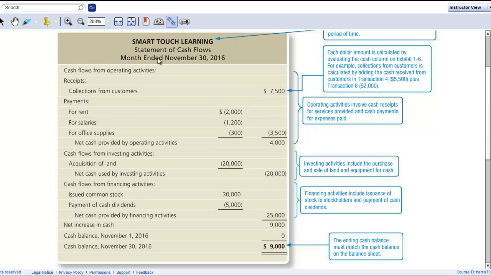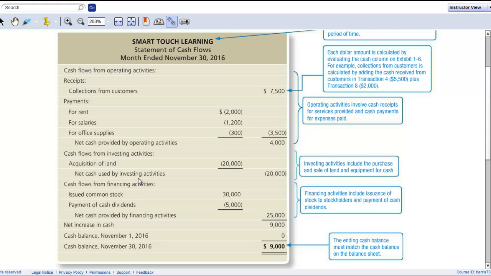So this is for a month. So we started with 0. How did we get to 9,000? Well, once again, this only involves cash. We received cash of $7,500. And then we had payments that went out. Okay, so these are payments for things that we might think of as expenses. So this statement is going to be broken into 3 different categories: cash flows from operating, investing, and financing.